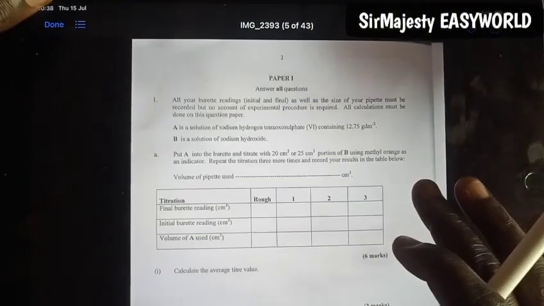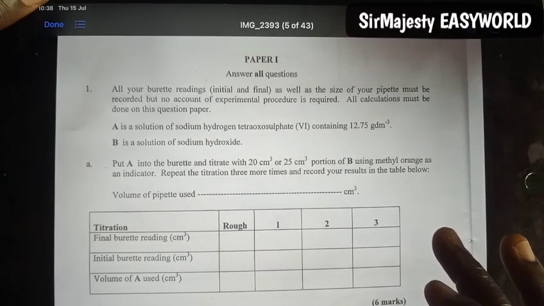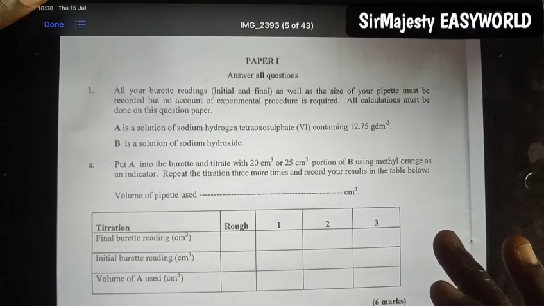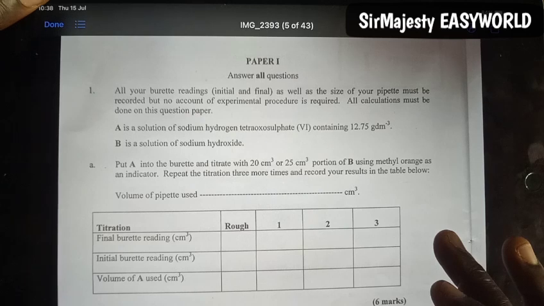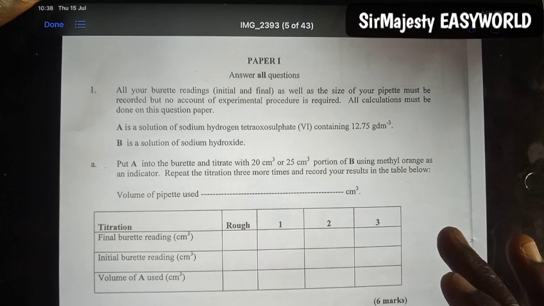So I'll have to replay the questions. Question number one, as usual, has the burette readings for initial and final, as well as that of the prepared solution. They are trying to tell you the precautions that you need to take. Then the information that matters is the information about A, which is a solution.